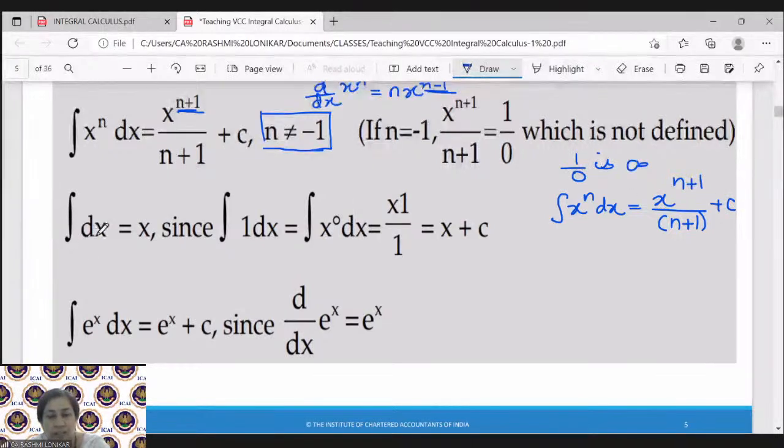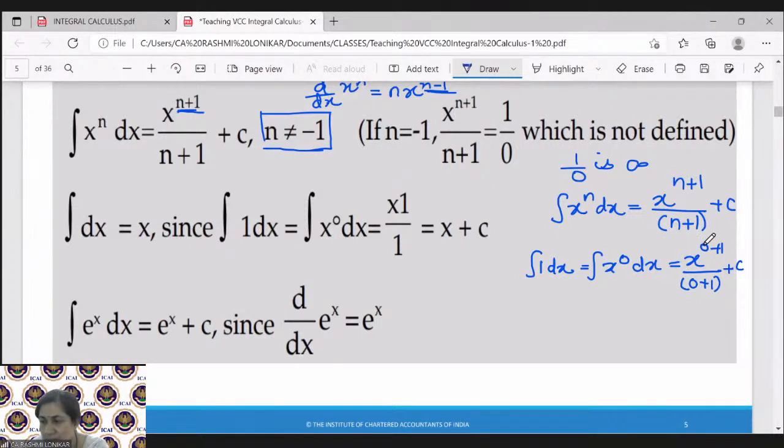Now integration of dx. So what happens is integration of 1 dx. Integration of dx means integration of 1 dx, which is equal to integration. Instead of 1, remember in indices we have written that x raised to 0 is 1. We know that x raised to 0 is 1. So instead of 1, I am writing x raised to 0. X raised to 0 dx is equal to, now what is the formula? X raised to n plus 1 upon n plus 1. So I will write x raised to 0 plus 1 upon 0 plus 1 plus c.